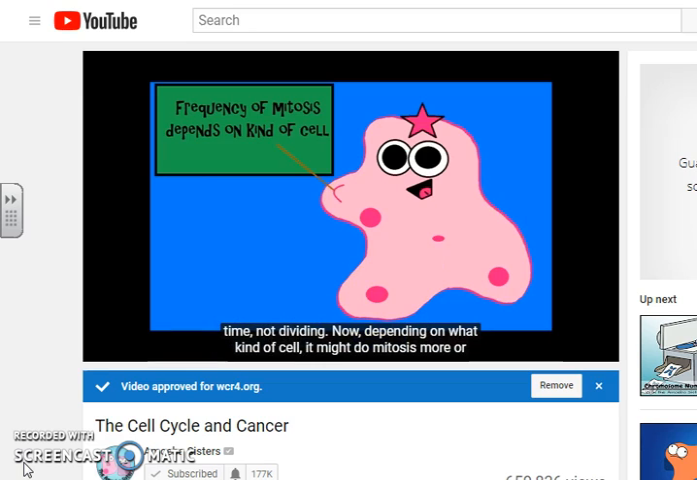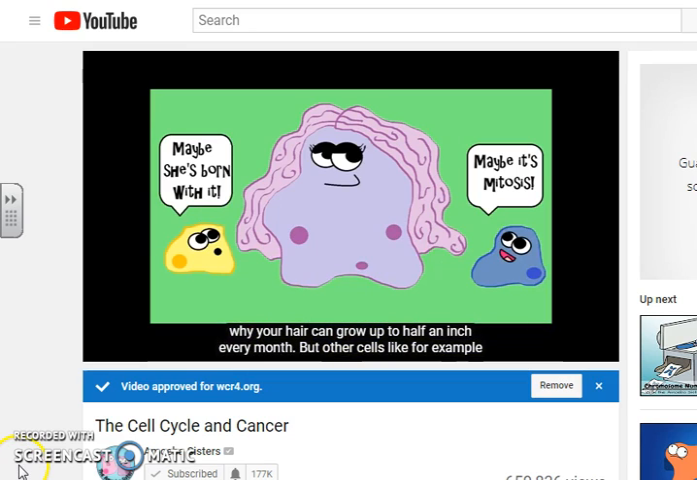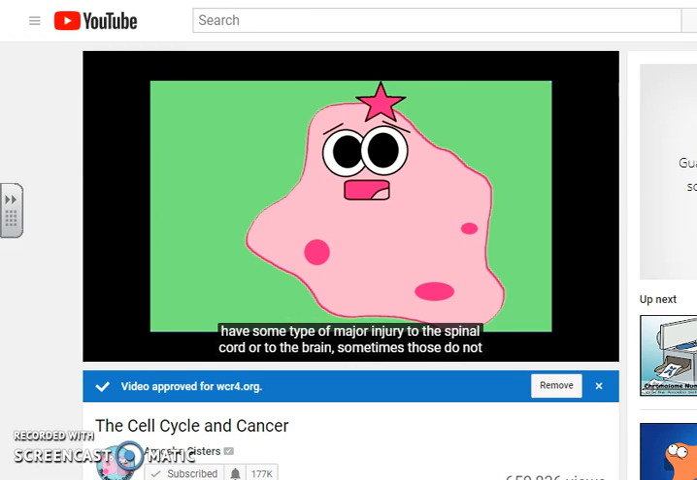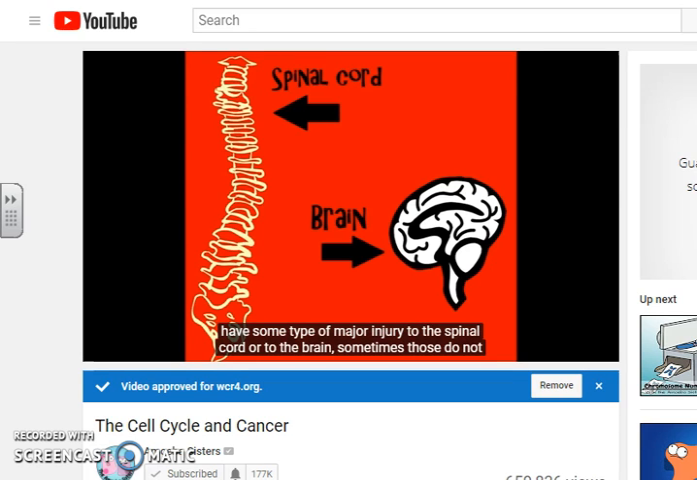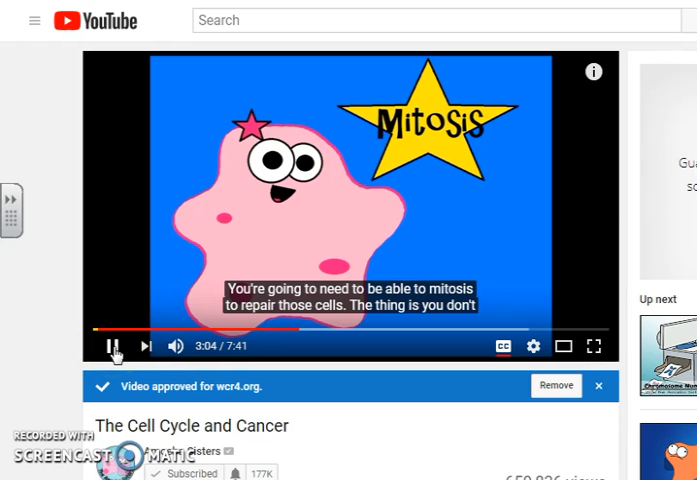Now, depending on what kind of cell, it might do mitosis more or less often. For example, your hair follicle cells do mitosis frequently, which is why your hair can grow up to half an inch every month. But other cells, like your brain cells, your neurons, some of them actually do not perform mitosis, which is why if you have some type of major injury to the spinal cord or to the brain, sometimes those do not heal very well, because those cells do not replicate. They do not do mitosis to make those new cells.